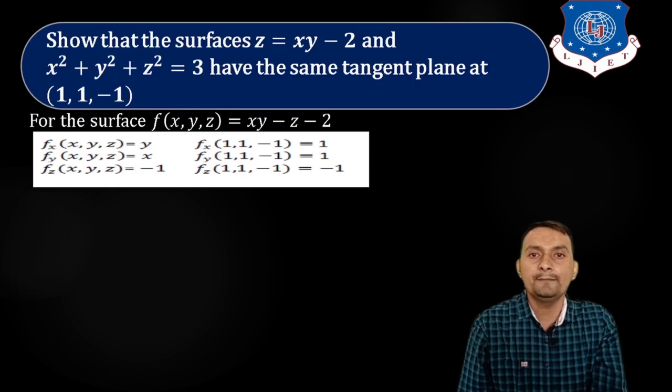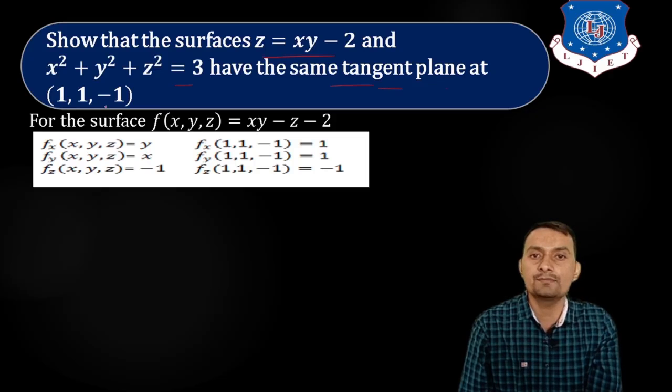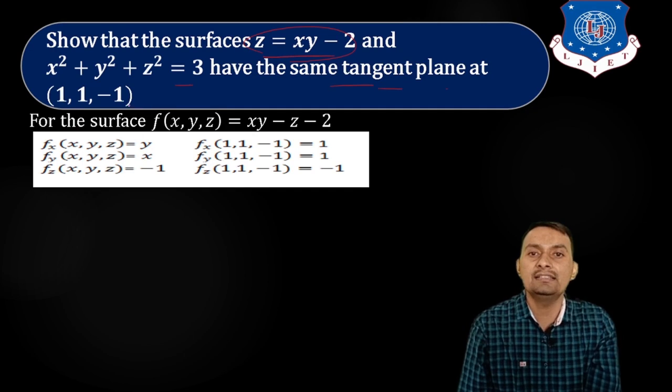Another question is there: show that the surface z is equal to x minus 2, and this one, x square plus y square plus z square is equal to 3, have the same tangent plane at this point. We want to show that both the surfaces have the same tangent plane at this particular point.